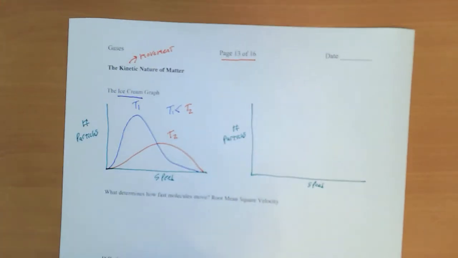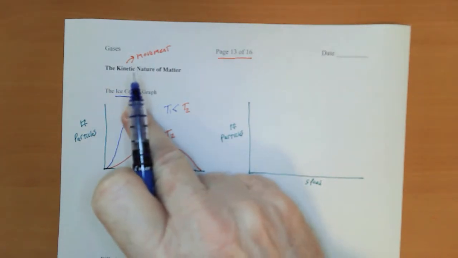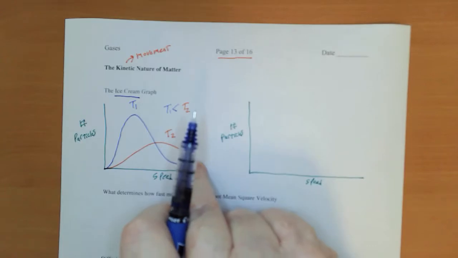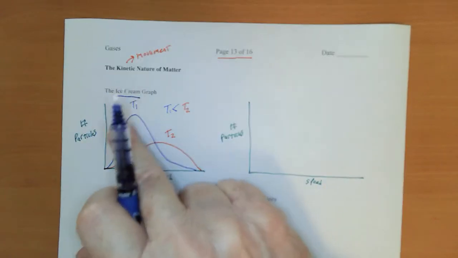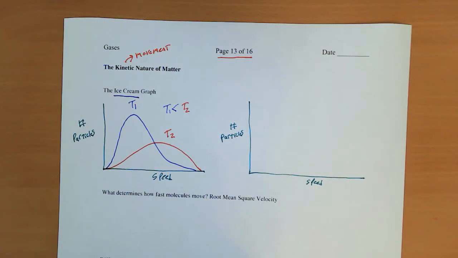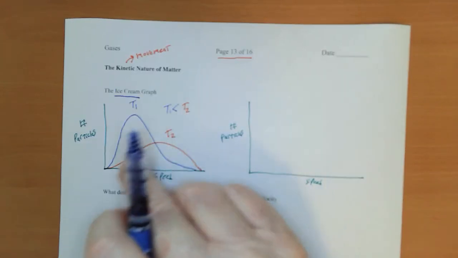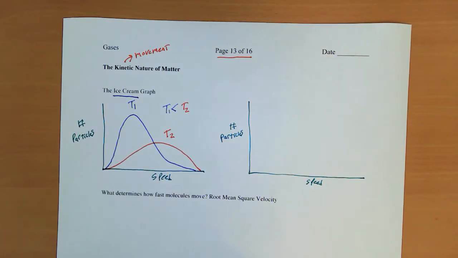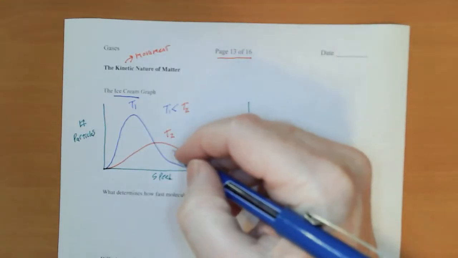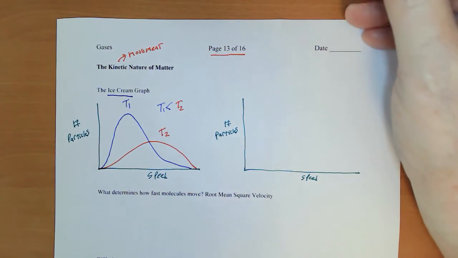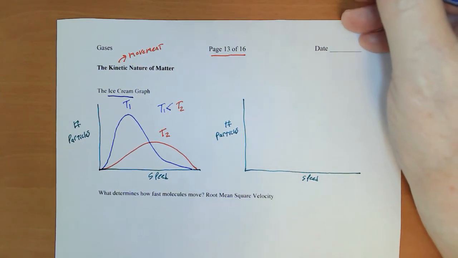Okay? Now, why did Erdman name this the ice cream graph? Picture that you have two scoops of ice cream, and you put one down on a cold stone, and one down on a hot surface. The one on the cold stone will keep its shape longer and stay frozen, whereas the one on the hot surface will spread out and be more distributed as it melts. So at higher temperatures, you get more of a distribution of molecular velocities. Okay, and that's called a Boltzmann distribution.